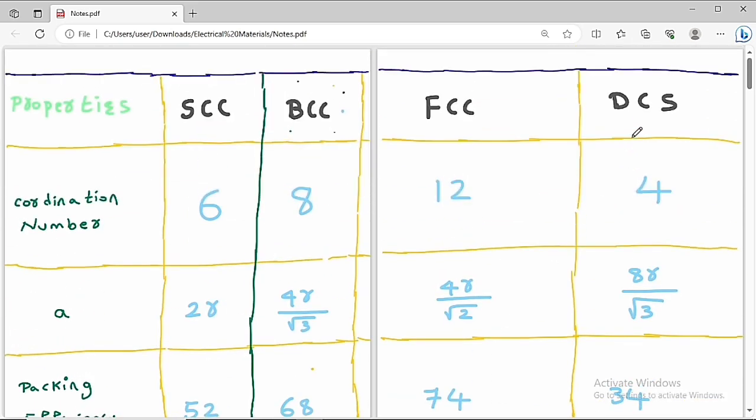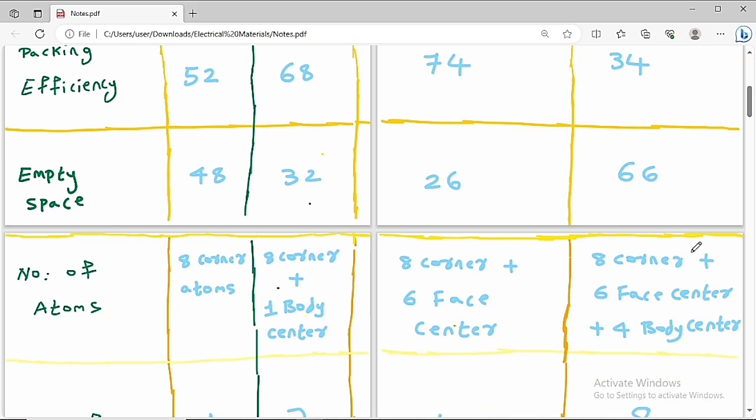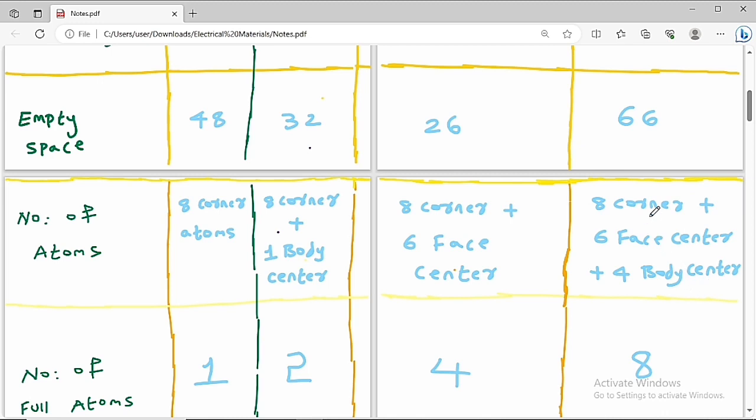Now let's go to the last one, which is DCS, meaning diamond cubic structure. It's a combination of both the BCC as well as FCC. Here we are going to have 8 corner atoms, 6 face center atoms, as well as 4 body center atoms. Because of one corner atom, 1/8 of the atom is present in one unit cell, and because of one face center atom, half of the volume of the atom is present in one unit cell, and these body center atoms are completely present in the unit cell.